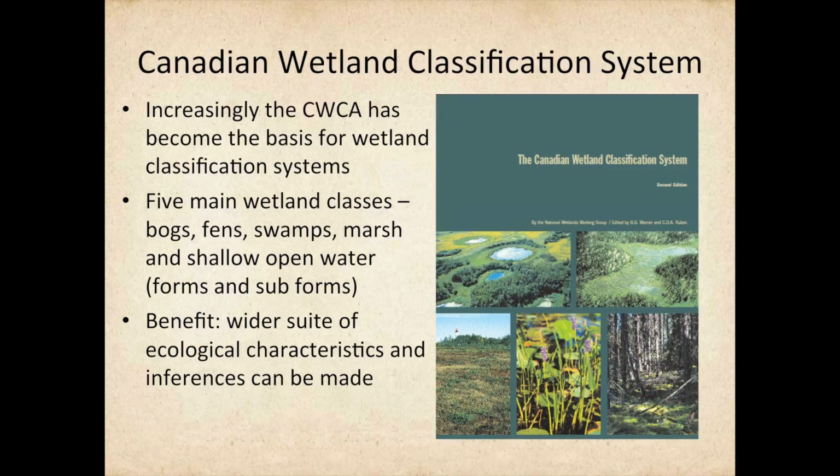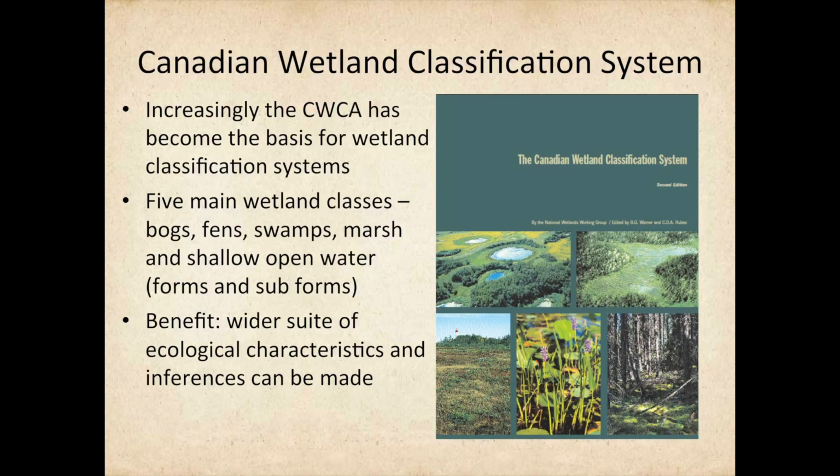So as I said, increasingly the Canadian Wetland Classification System has become the basis for wetland classification systems across the country. It has 5 main wetland classes: bog, fen, swamp, marsh, and shallow open water. The difference between shallow open water and a lake is that it's under 2 meters deep. And then it breaks it down into form and subform.